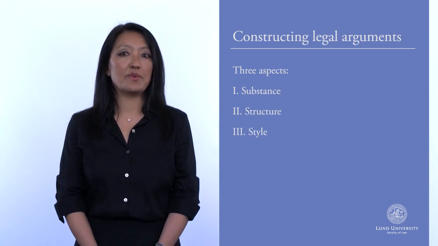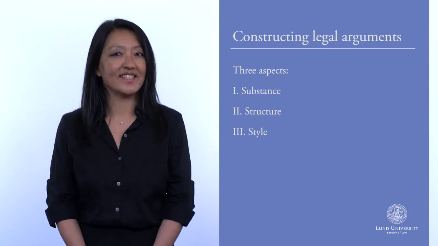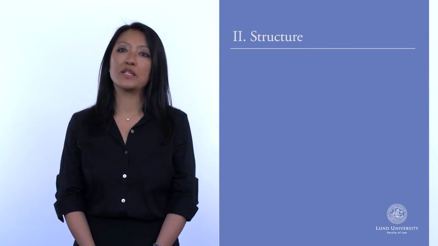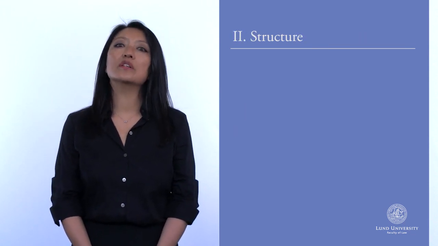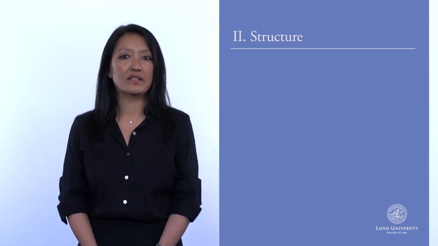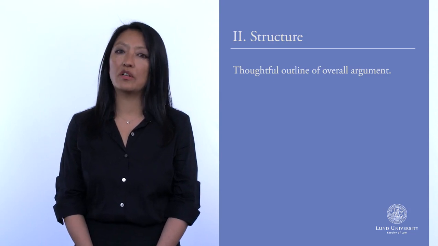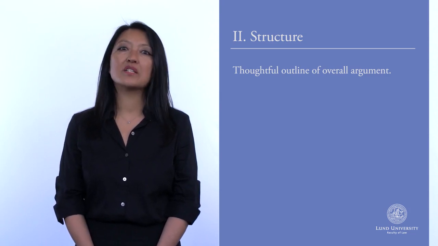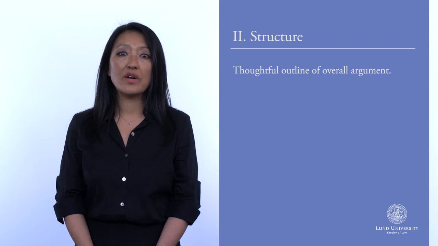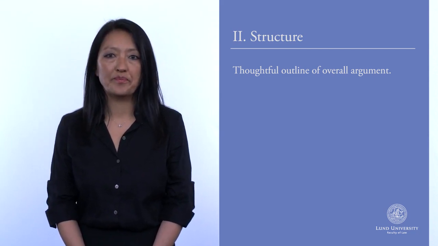The second aspect of written advocacy to consider, the second S of the three S's, is the structure of your argument. This is a critical component of successfully persuading the court to find in favor of your client. Here, a thoughtfully created outline of the overall argument, one that prioritizes the main points and organizes the authority supporting each point, is extremely helpful.